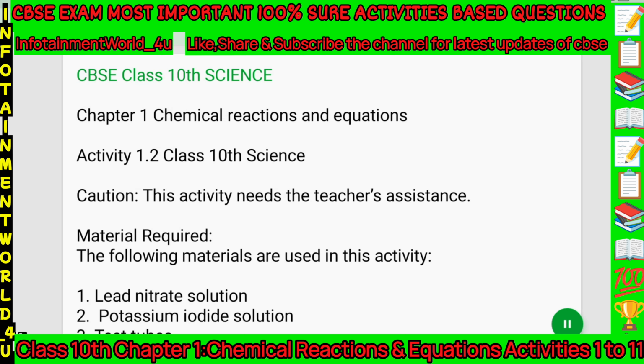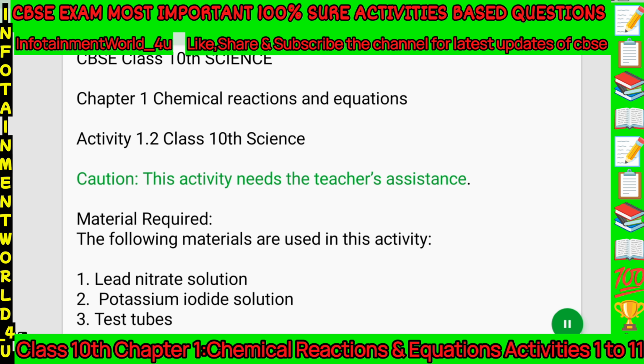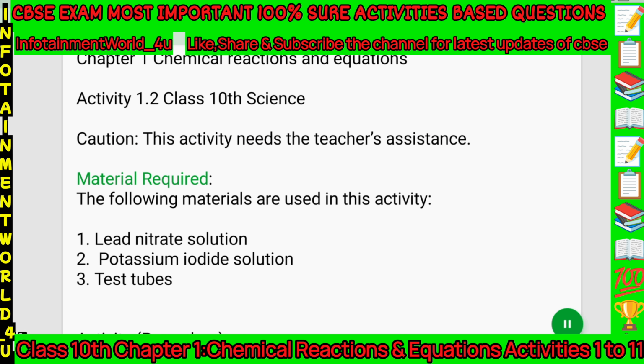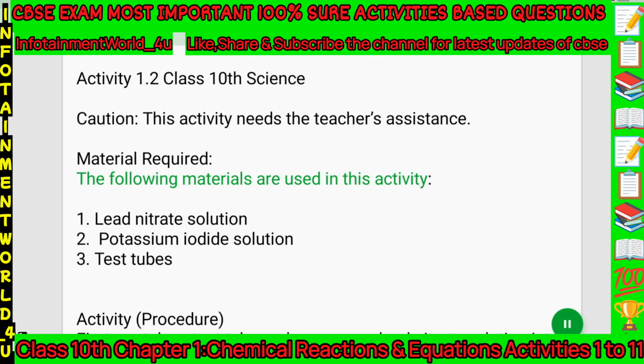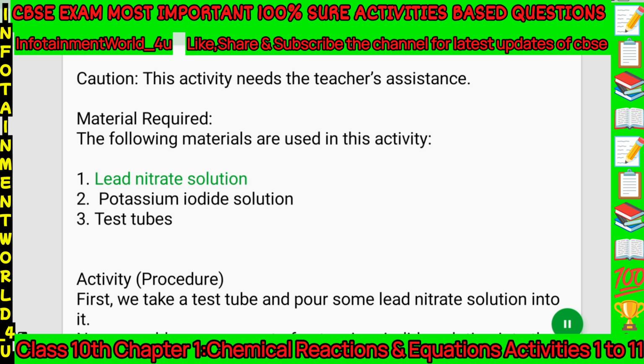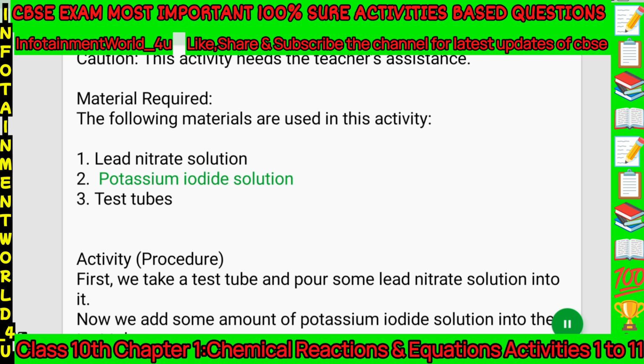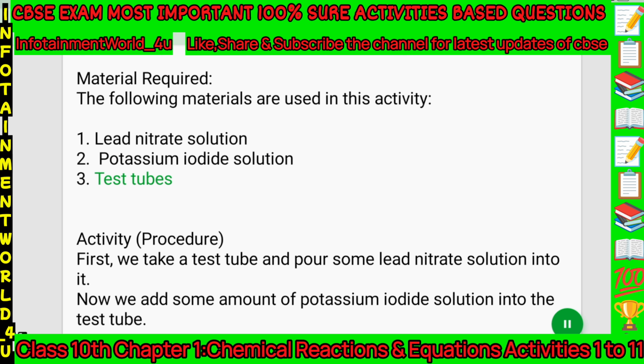CBSE Class 10th Science. Chapter 1 Chemical Reactions and Equations. Activity 1.2 Class 10th Science. Caution. This activity needs the teacher's assistance. Material required. The following materials are used in this activity. 1. Lead nitrate solution. 2. Potassium iodide solution. 3. Test tubes.